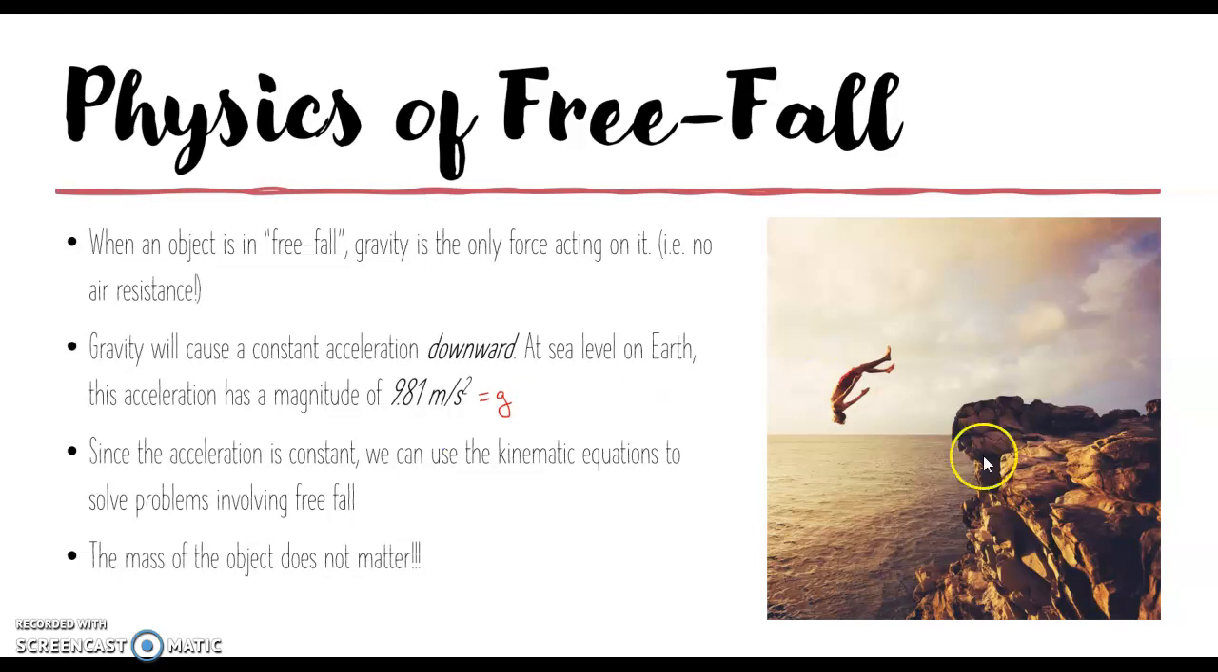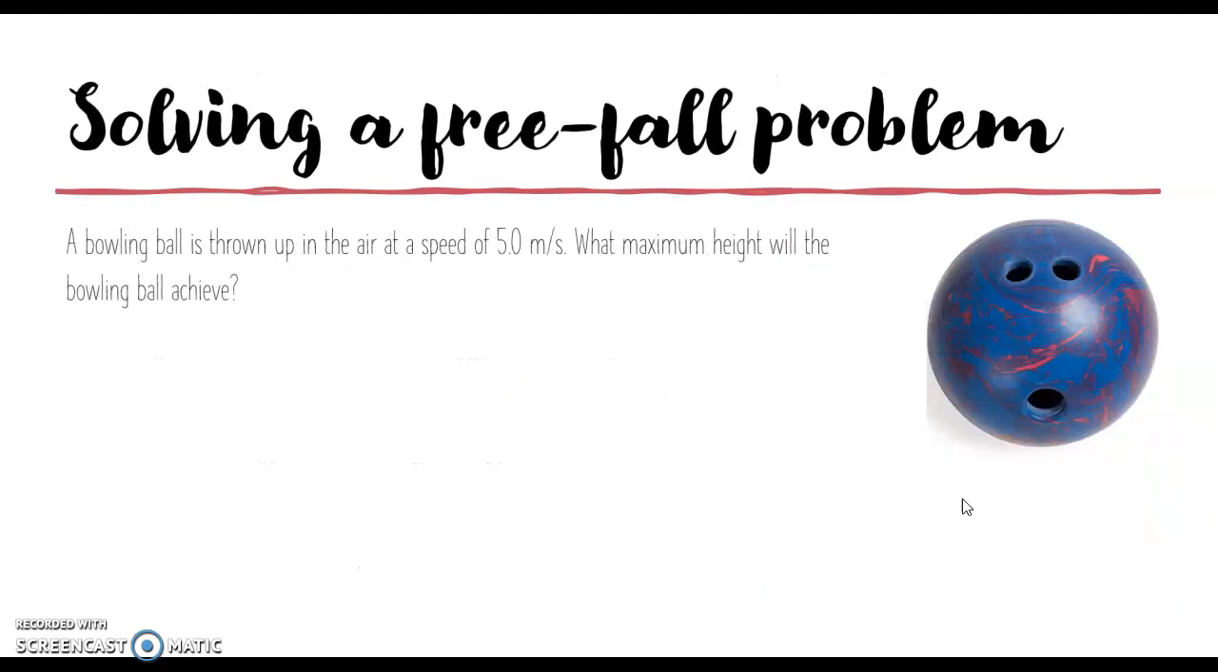So let's look at a problem involving a bowling ball. Okay, a straightforward, good start for a free fall problem. So a bowling ball is thrown up in the air at a speed of 5 meters per second, and we're going to ask what height will the bowling ball achieve.